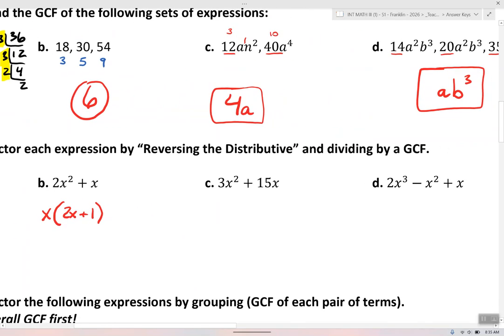For example C, 3x squared plus 15x. Well, the GCF of 3 and 15 is 3, and the GCF of x squared and x is x. So I can divide both of those terms by 3x, which leaves me with x plus 5.